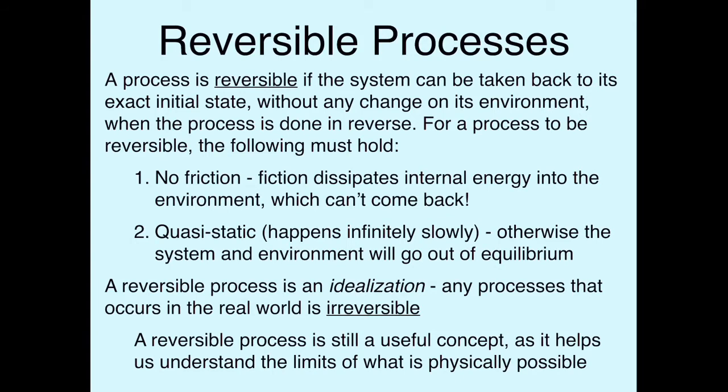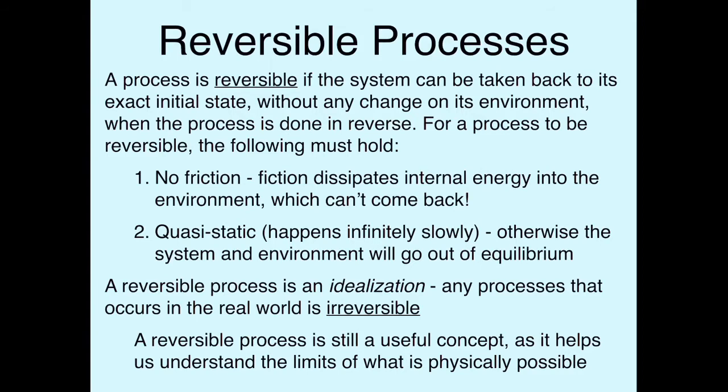Also, the process has to be quasi-static. Remember from the last chapter, that means it happens very, very slowly. And in fact, infinitely slowly, because otherwise the system and the environment will go out of equilibrium. That's not something we want to happen for a reversible process. Okay, so a reversible process is kind of an idealization. Any real process that you would see happening in the real world is not reversible.